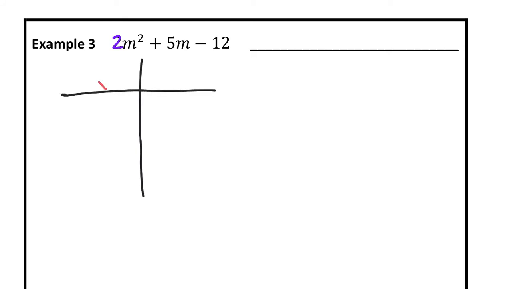So I'm looking to multiply 2 and negative 12. That gives me negative 24. And the middle term is a positive 5, and I need to add to give me that positive 5. So two numbers that multiply to give me negative 24 and add to give me 5.